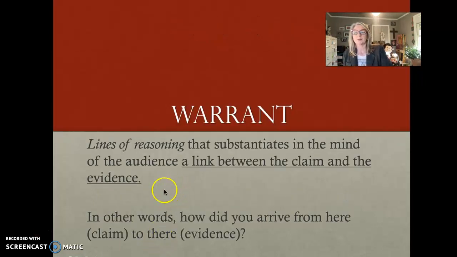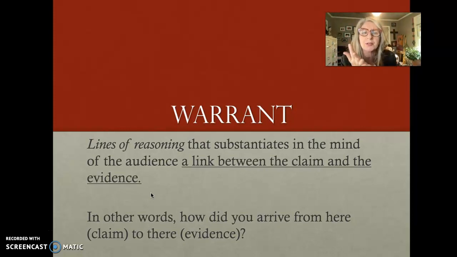What's a warrant? It's a line of reasoning. It's how you connect the dots, right? How are you connecting the claim with your evidence? How are you making sense? And when we're talking about warrant, when we're talking about reasoning, are we doing it inductively, which is making inferences, or we can use it through analogy, or are we doing it deductively?